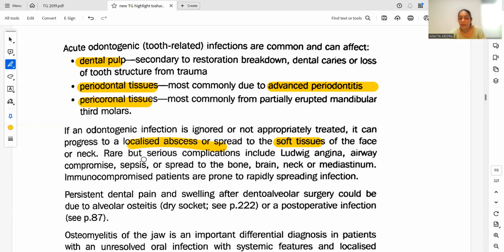But rare, serious complications include Ludwig angina, airway compromise, sepsis, or spread to the bone, brain, neck, or mediastinum. Immunocompromised patients are prone to rapidly spreading infection. Persistent dental pain and swelling after dentoalveolar surgery could be due to alveolar osteitis, which is dry socket, or a post-operative infection.